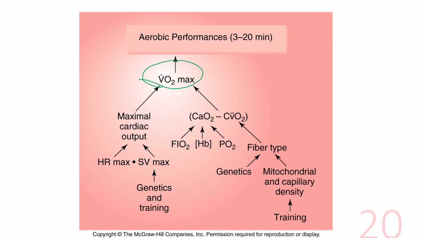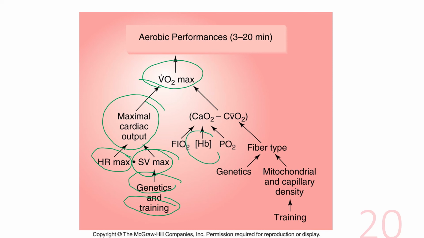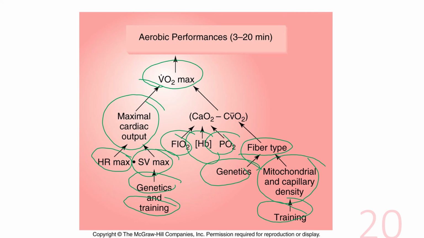Okay, let's look at some of the factors that are going to affect that. Maximal cardiac output. Heart rate max we can't control. Stroke volume max we can control. So that can be related to genetics and also training. Okay. Here we're looking at hemoglobin, oxygen intake, how much oxygen do we have, our fiber type, again, genetic in nature there. Mitochondria and capillary density is highly related to training, and so that'll play a role there.